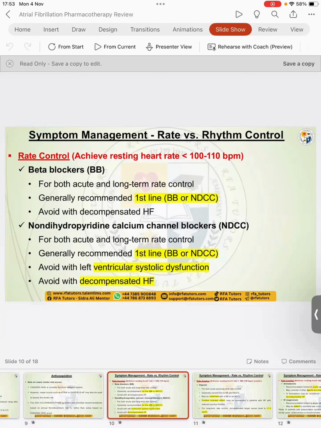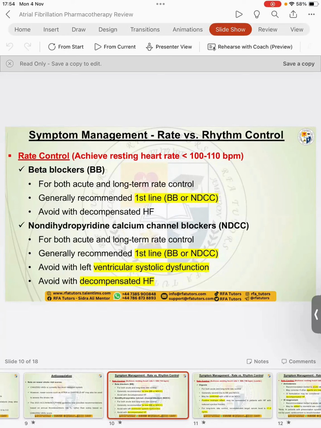And why do we use non-dihydropyridine calcium channel blockers? In conditions where we cannot give beta blockers, like asthma. As we know, both of these medications, beta blockers and non-dihydropyridine calcium channel blockers, are negatively inotropic and chronotropic. It means they reduce the force of contraction and the heart rate. That's why we avoid giving beta blockers in decompensated heart failure, especially acute heart failure.